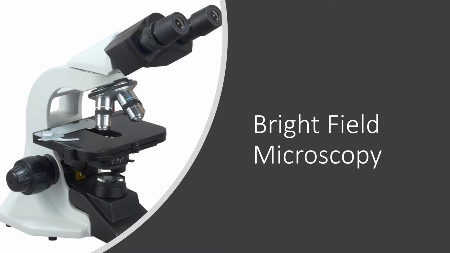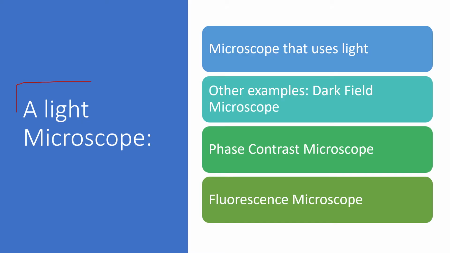So in the last lecture we studied what microscopes are and the terms related to them. In this lecture we're going to talk about bright field microscopy, but before that we need to understand that it is a type of light microscope and a compound microscope. What is a light microscope and a compound microscope? Simple. A microscope that uses light is called a light microscope. So a bright field microscope is a type of light microscope, and it uses two lenses.